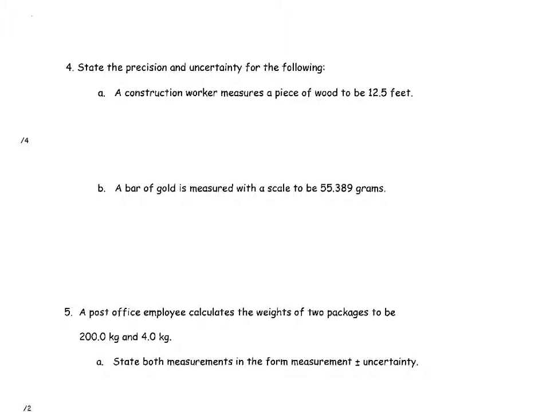All right, next page, question number 4. State the precision and uncertainty for the following. Okay, the precision is the smallest unit of measurement that we are able to measure. In this case, the precision is 0.1 feet. Okay, that's the lowest unit of measurement. I can measure to the nearest 0.1 feet. So I could have measured 12.4 or 12.5 or 12.6 or 12.7 or 12.8, etc. Okay, the smallest unit of measure that I've got there is 0.1 feet.